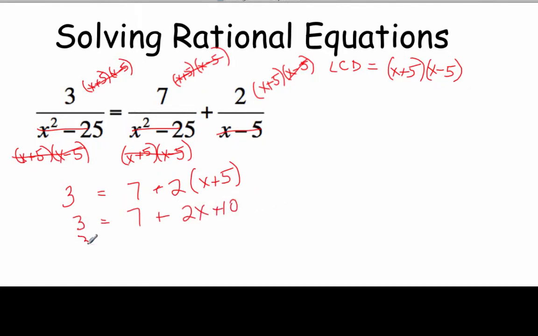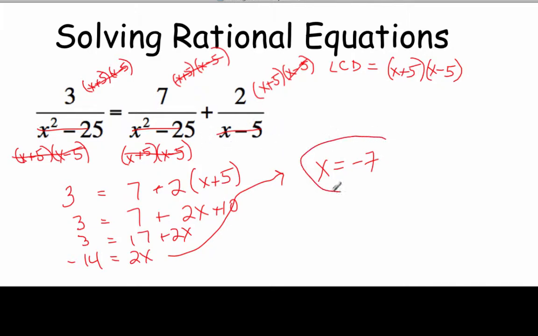Let's clean up that one side. So I get 3 is equal to 17 plus 2x. Subtract 17 from both sides, so I'm going to get negative 14 is equal to 2x, which then means, and I'm just going to carry it over here because I don't have a lot of room, that x is equal to negative 7. Now I want to check. All right, so I take that negative 7, I'll substitute it back in here. Do I get a 0 in the denominator? No. At no spot do I get a 0 in the denominator. So my answer is actually x equals negative 7.